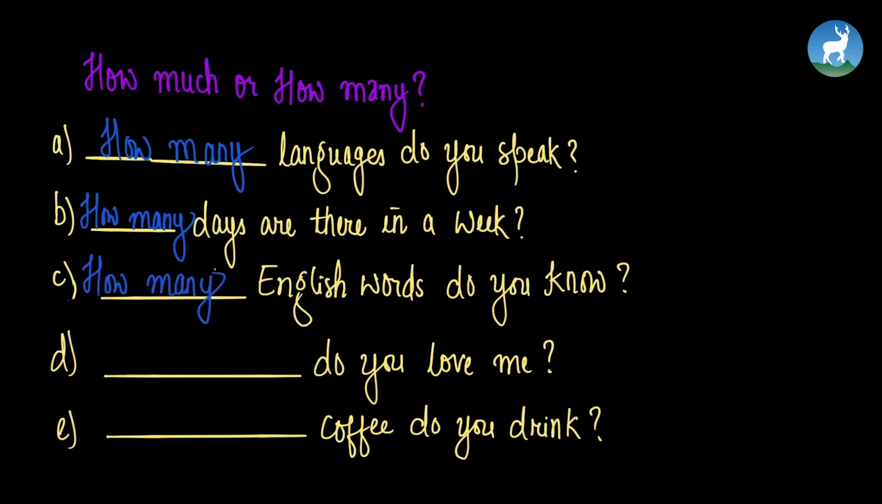Number D, dash do you love me? So is it how many do you love me or how much do you love me? Can you count love? No, we cannot count love individually, so we use how much. Number E, dash coffee do you drink? So can you count coffee in number individually? No, we cannot. For the uncountable things we use how much.